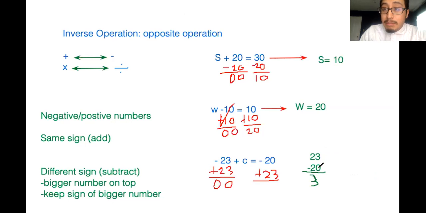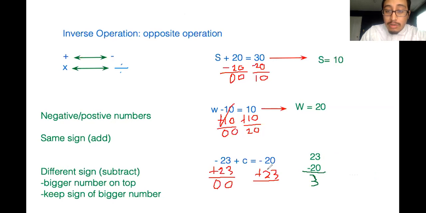Now here's the biggest point for this. What sign are you going to keep? Are you going to keep the positive or are you going to keep the negative? So we already did different signs subtracting. Yep, that's exactly what we're doing. Different signs subtract. Bigger number on top. Exactly. I have 23 on top. Keep sign of bigger number. So you're going to keep the sign of the bigger number.